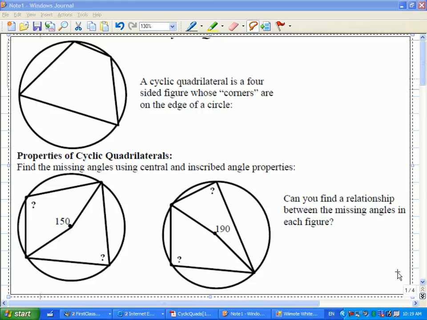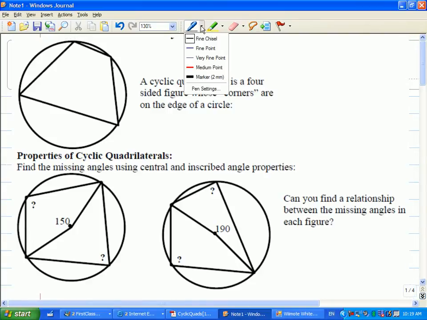Okay, so we're going to look at four-sided figures and circles. What we call those are cyclic quadrilaterals. So that's what the terminology says here. A cyclic quad, for short, is when four corners are on the edge of a circle. So that's one way you can think of it: the corners are inscribed on the edge of a circle.